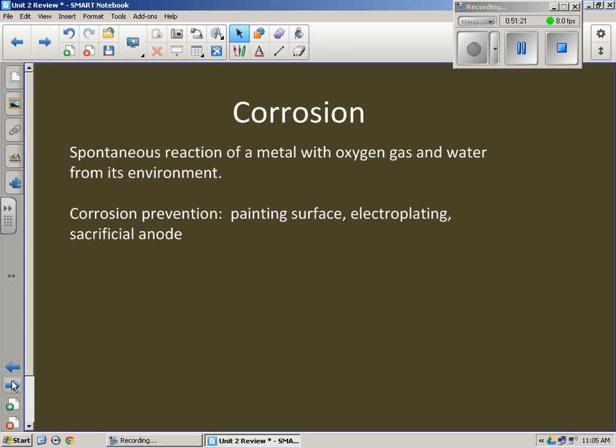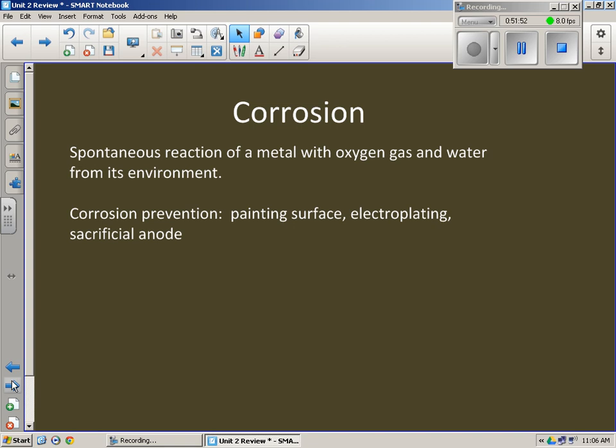How do you prevent corrosion? Well, painting surfaces, for example, so obviously painting cars, things like that. Painting helps seal in the metal so that there's not direct contact with the oxygen and the water in the air. Electroplating is the process, of course, of electrolytic cells, hooking up that metal to act as the cathode and plating the metal onto there.